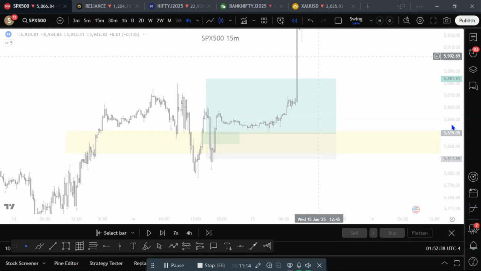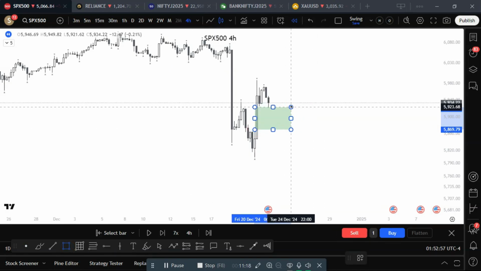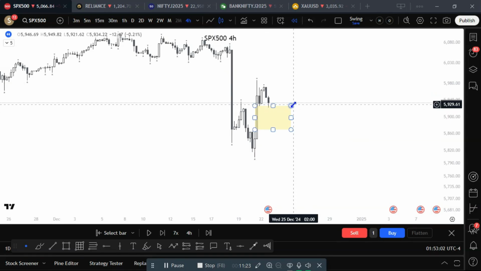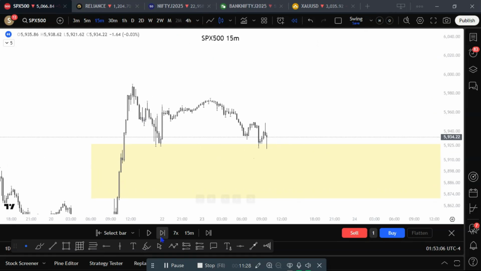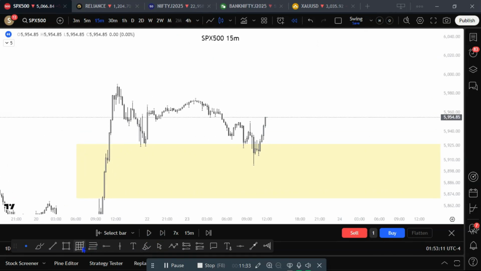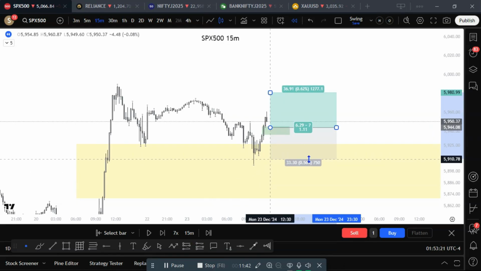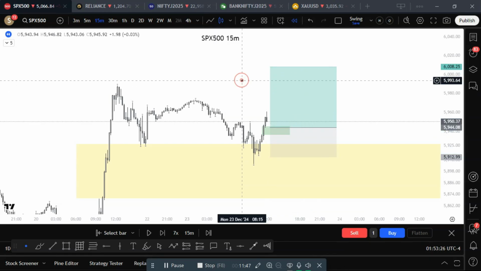Let me show you some more examples. So here is the example. We have our fair value gap in the 4-hour chart. Price tapped into our 4-hour fair value gap, then simply drop down to the 15-minute and wait for the fair value gap. Nothing. Okay, so now we have a fair value gap in the 15-minute chart. Simply set the limit, baby. Set the stop there. Target 1:2.